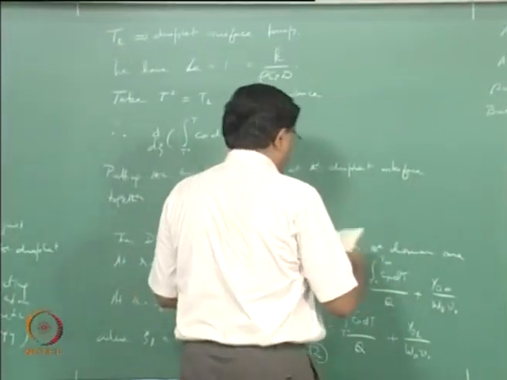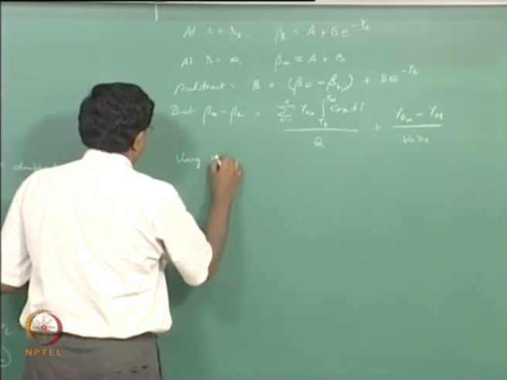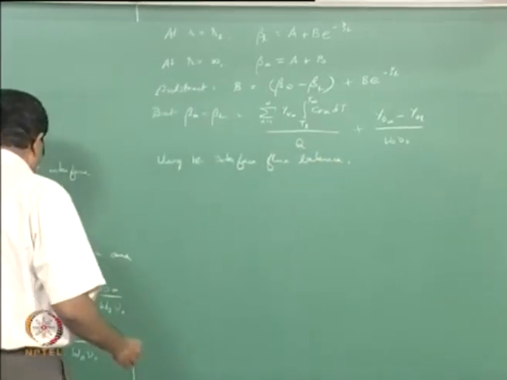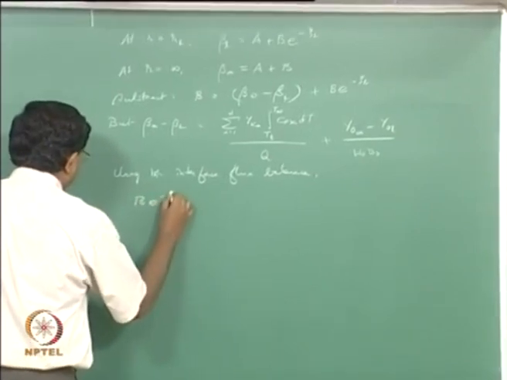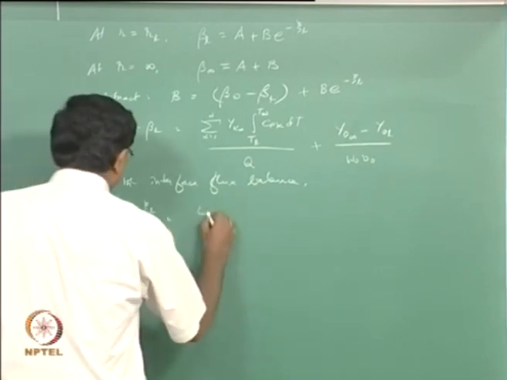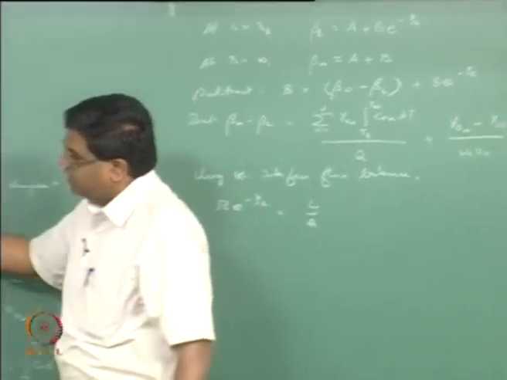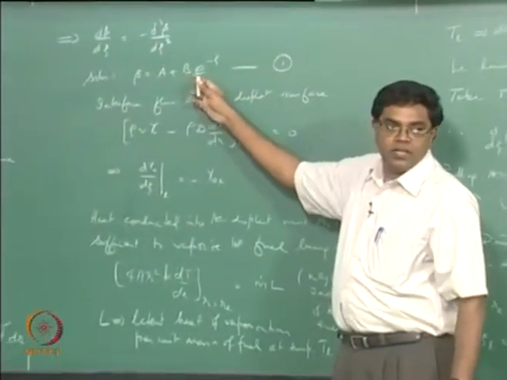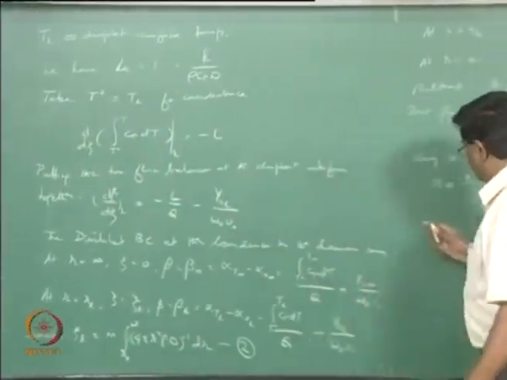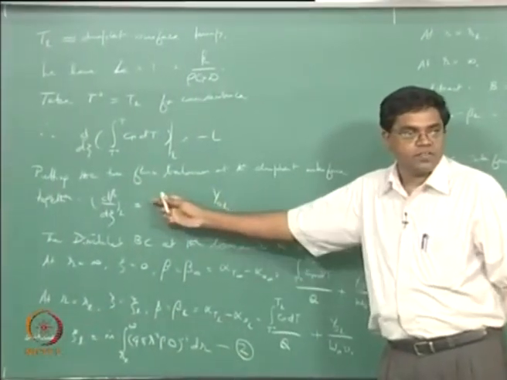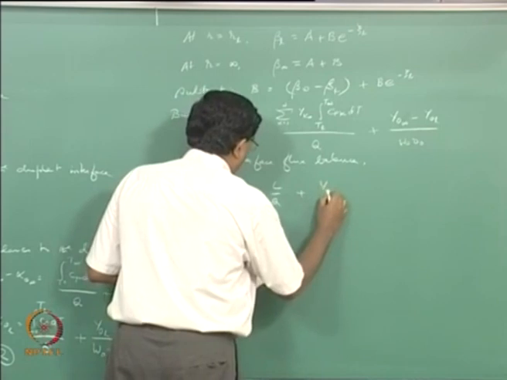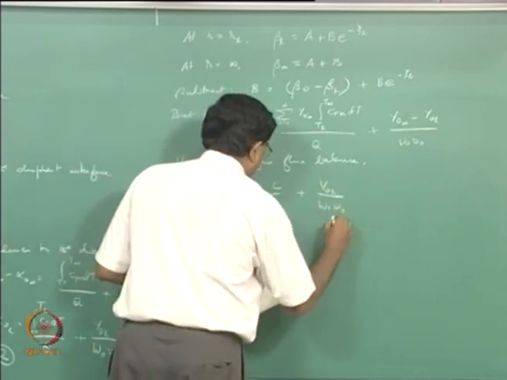So using the interface flux balance, we get B e to the minus psi L equal to L over Q, d beta by d psi is going to have a minus B e to the minus psi, evaluated at L. So we should have a negative sign, but we also had a negative sign here, which I'm going to turn as positive. So we now have this as L over Q divided by to plus Y O L divided by W O nu O.